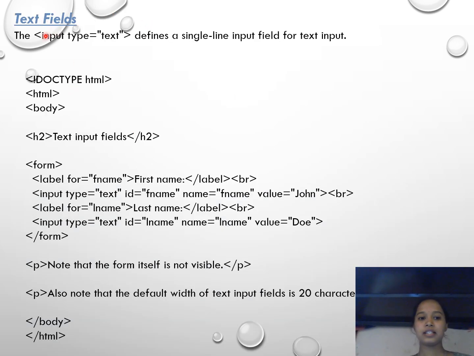Next, text fields. The input tag with type text defines a single line input field for text input. And this is the program for the text field, which starts with doctype html, html, and body, a header to text input fields closed with h2. And this is a form, and it's a text field example.